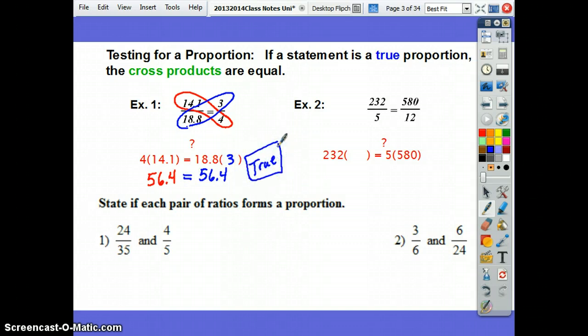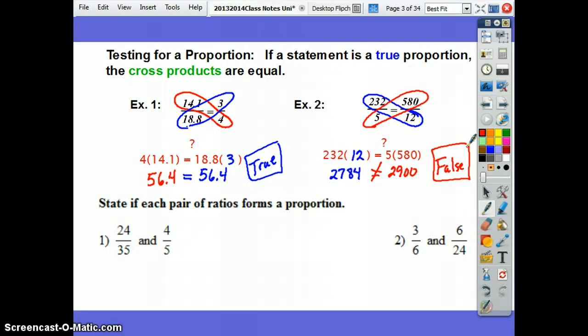How about example 2? If we multiply 232 times 12, we get 2,784. And then if we multiply 5 times 580, we get 2,900. We can see these do not equal each other, so this is not a true proportion. The cross products do not equal each other.